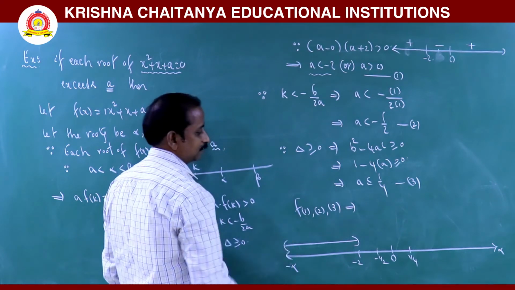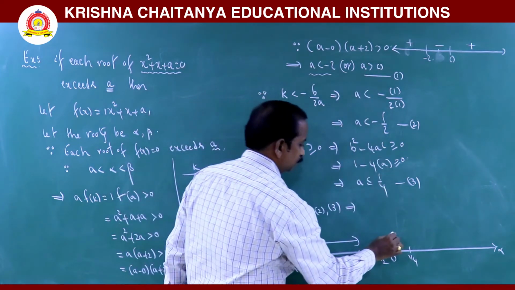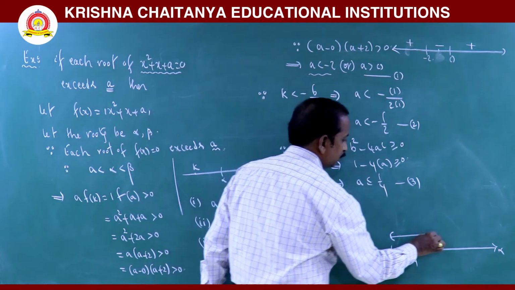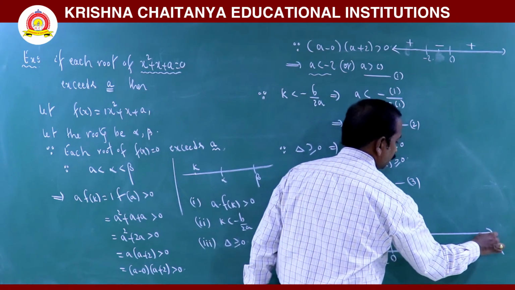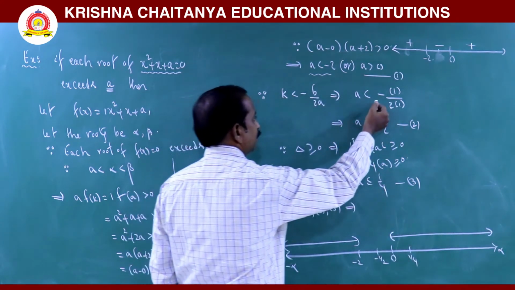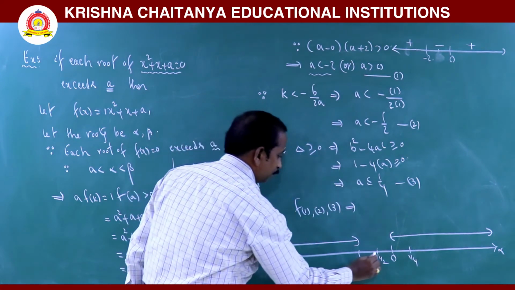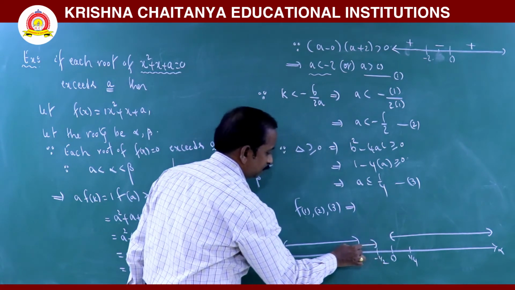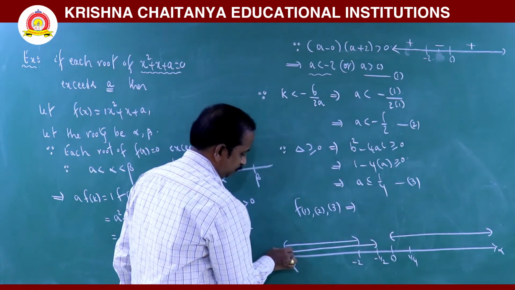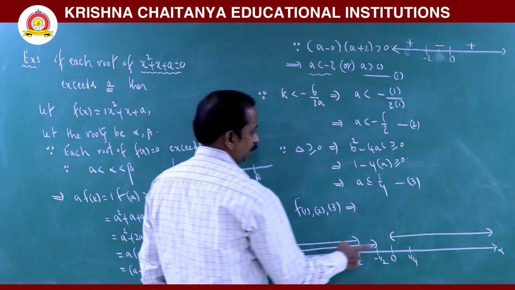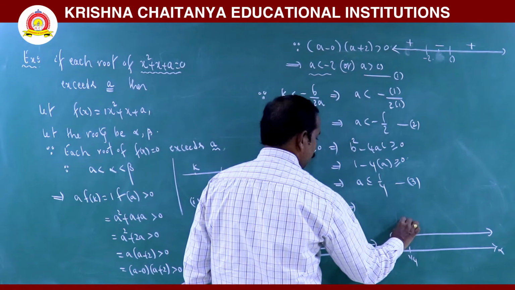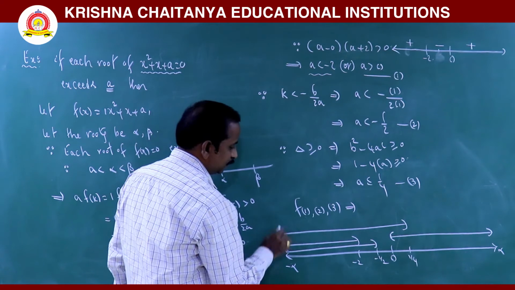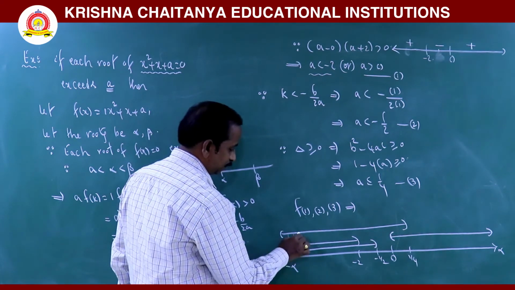So, this is the part. Next, a greater than 0 is the open interval from 0 onwards to infinity. Next, come to the second one, less than minus 1 by 2. Minus 1 by 2 and its lesser values. So, this is the part of a less than minus 1 by 2. Next, a less than 1 by 4. This part is this one. For the three equations, this is the common part.